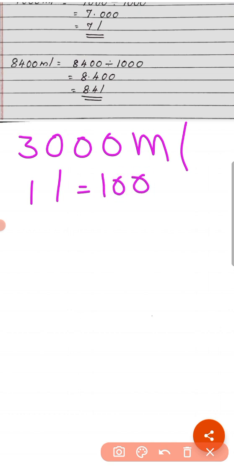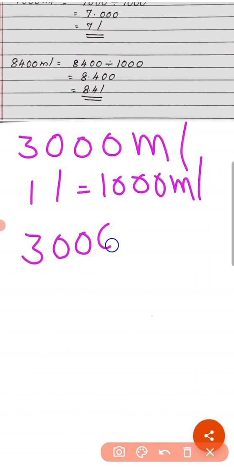3,000 milliliters. Here we are changing the given volume to liters. You already learned 1 liter is equal to 1000 milliliters. When 1000 milliliters come together, we get 1 liter. So, 3000 divided by 1000.